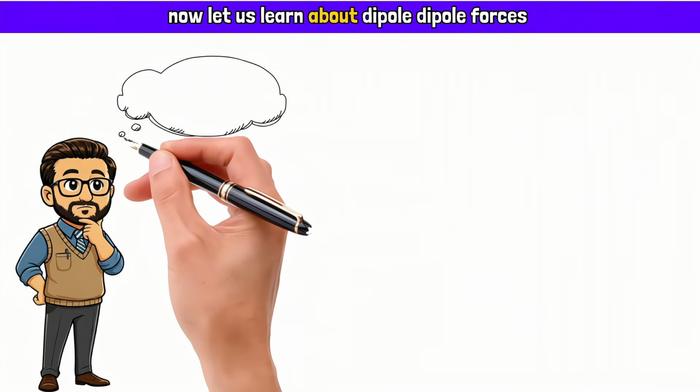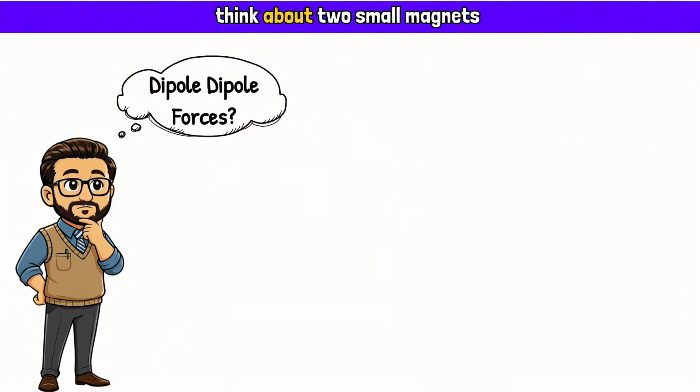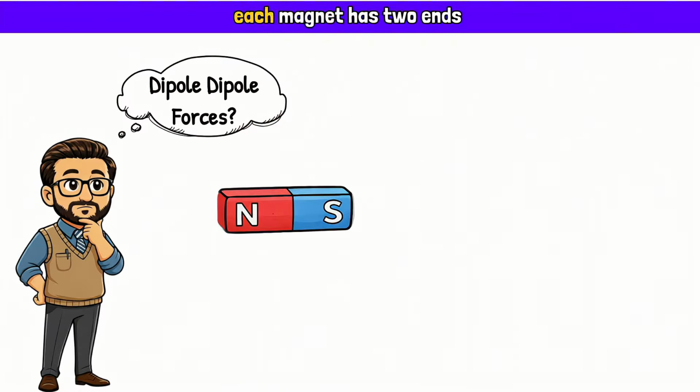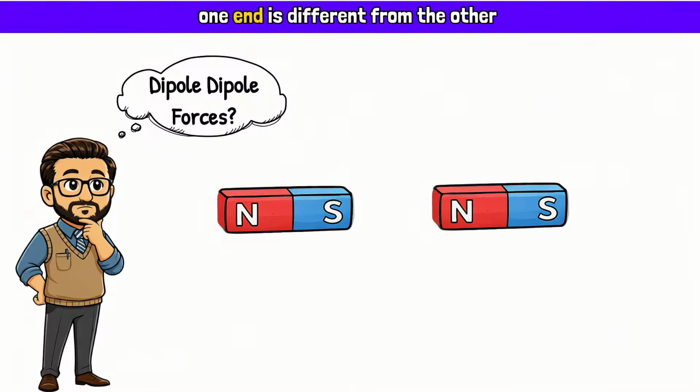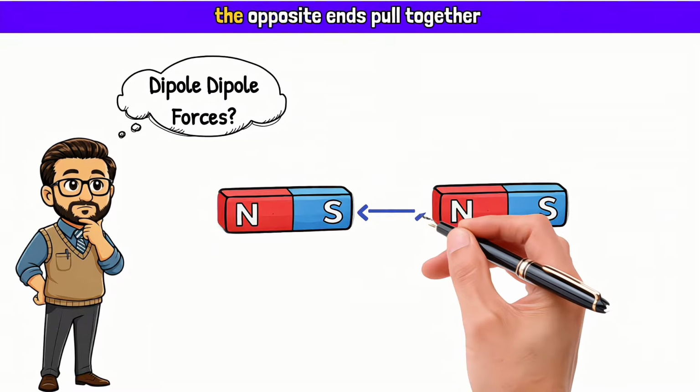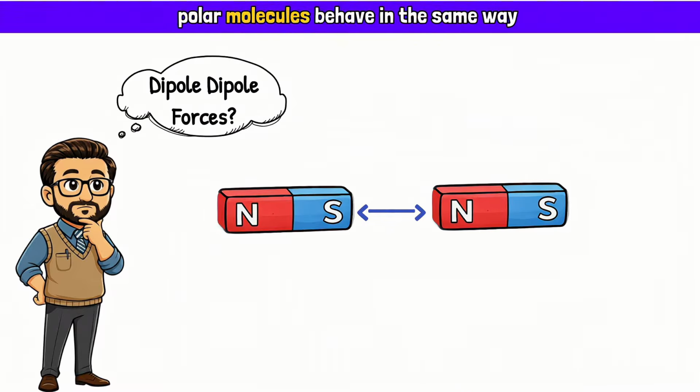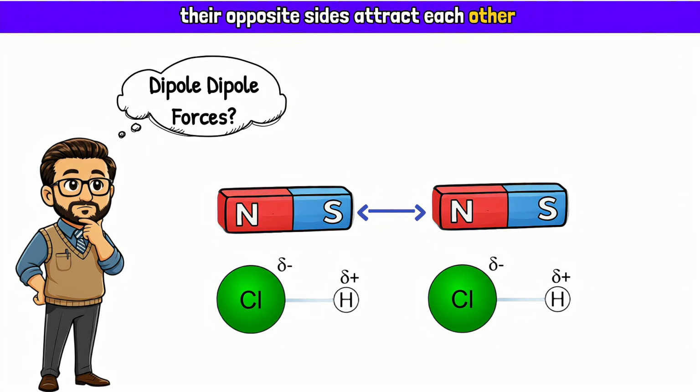Now, let us learn about dipole-dipole forces. Think about two small magnets. Each magnet has two ends. One end is different from the other. When you bring two magnets close, the opposite ends pull together. Polar molecules behave in the same way. Their opposite sides attract each other.